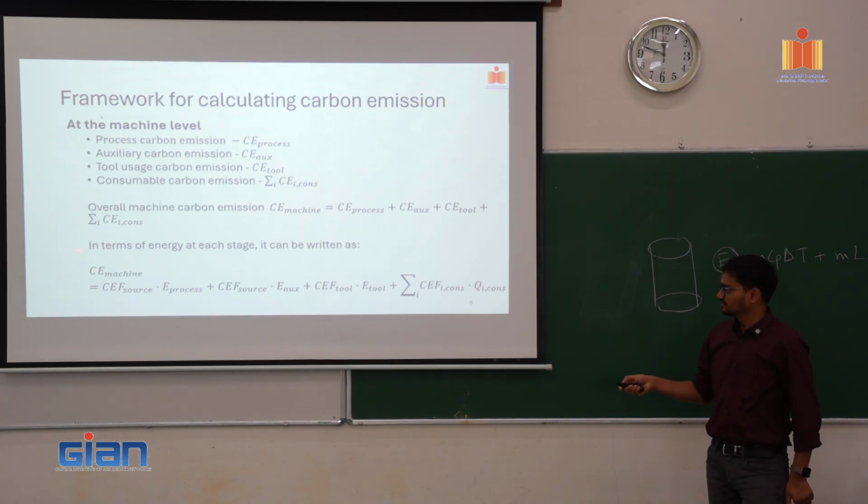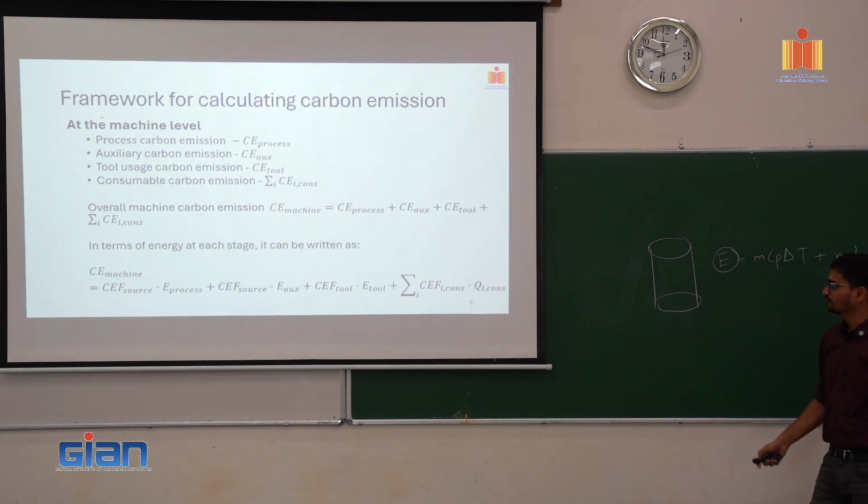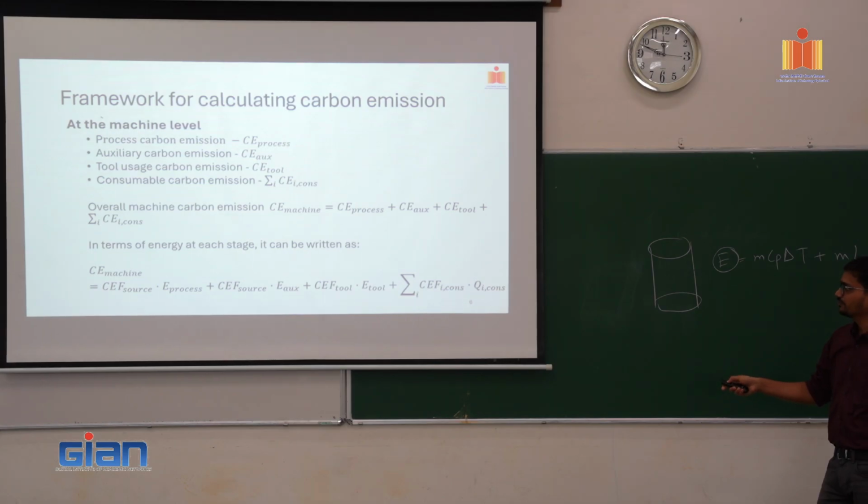And in terms of the energy, you can expand this, and you can get this kind of equation. So we are just expanding each one of these terms. Okay. And you can have multiple types of consumable depending on the quantity, depending on the process that you are doing, and you can have an estimate for the machine.